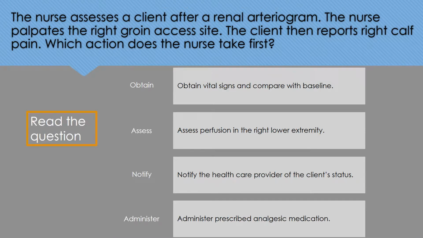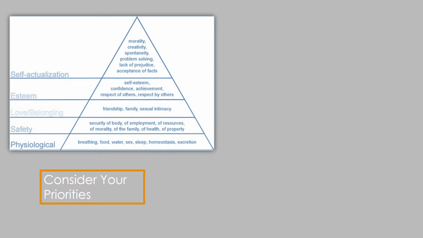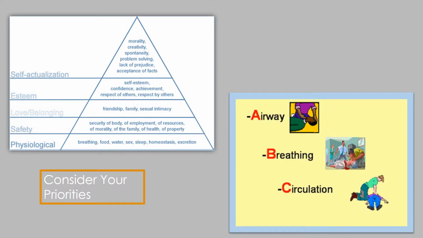First, read the question in its entirety. The nurse assesses a client after a renal arteriogram. The nurse palpates the right groin access site. The client then reports right calf pain. Which action does the nurse take first? Obtain vital signs and compare with baseline. Assess perfusion in the right lower extremity. Notify the healthcare provider of the client's status. Administer prescribed analgesic medications.